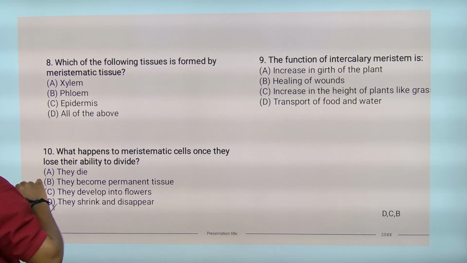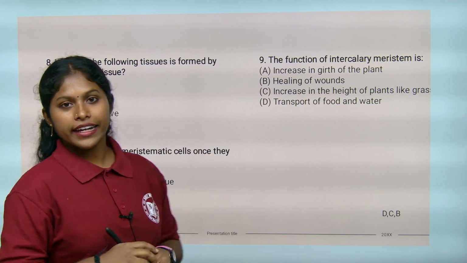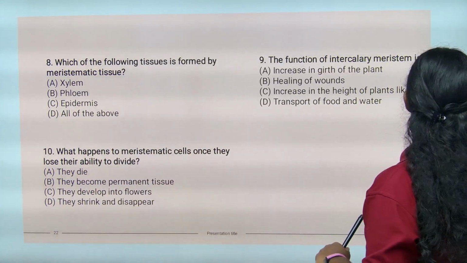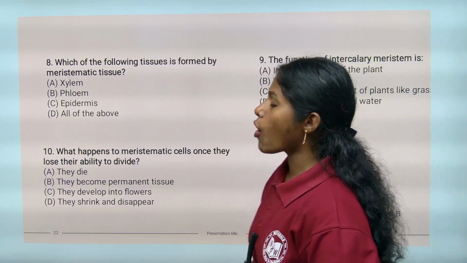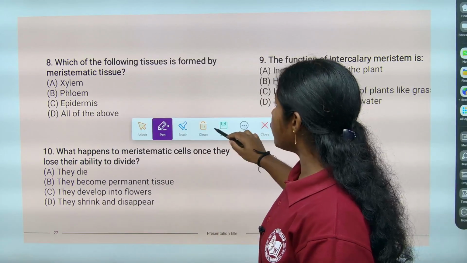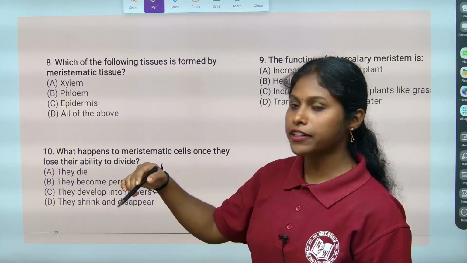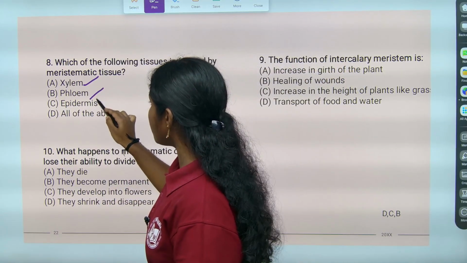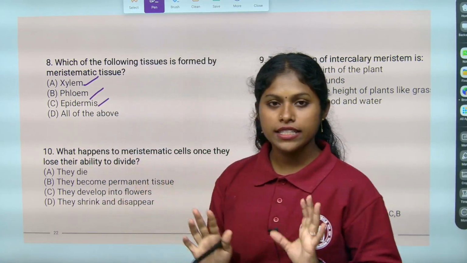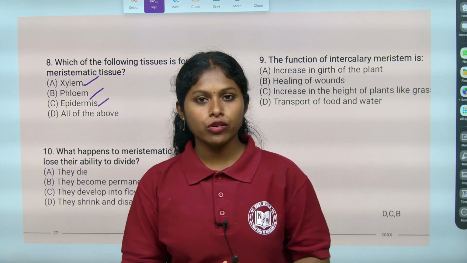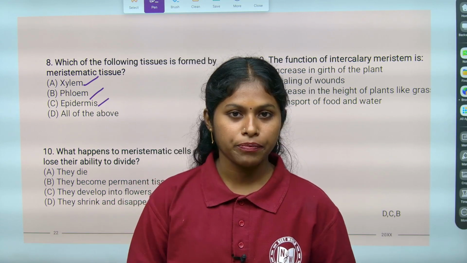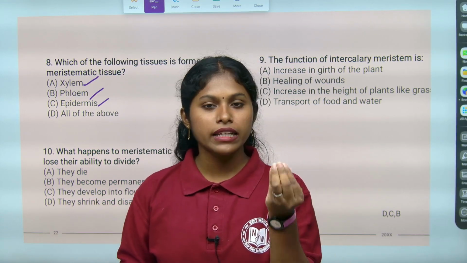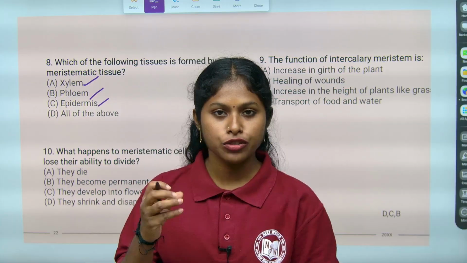Let's see, children. Here I gave you the homework, no? Which of the following tissues is formed by meristematic tissue? They are asking which of the tissues are formed by meristematic tissue: xylem, phloem, epidermis, and all the above. See children, for the primary plant growth, meristematic tissue is very required, because they are present in the apical parts of the roots and also shoots.